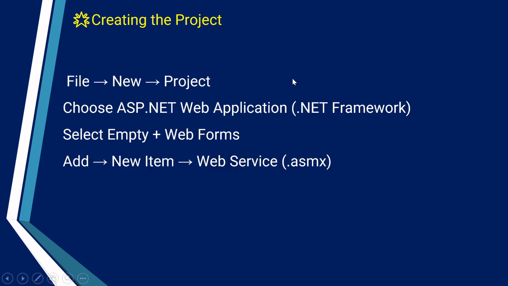We begin by creating a new ASP.NET web application targeting .NET Framework. Choose the empty template with web forms enabled. Then add a new ASMX web service file. This gives us the basic structure we need to start building our API.